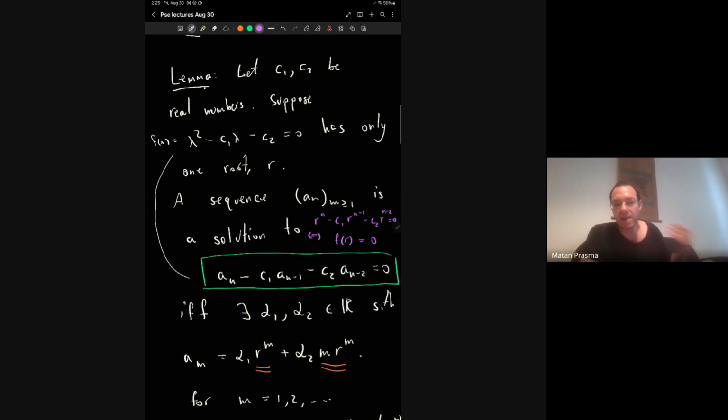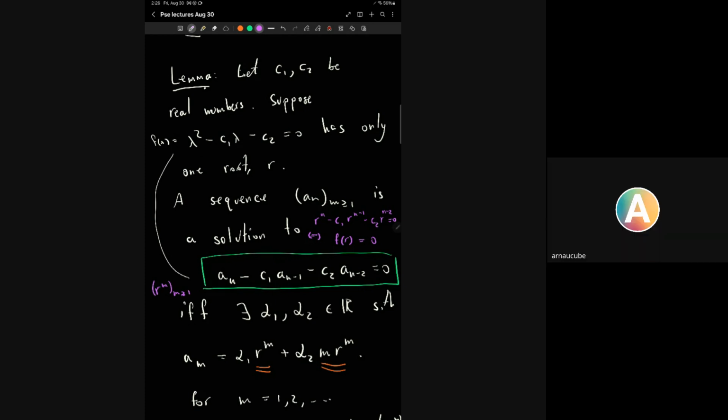Yes. Thank you. Okay. So intuitively, when I have a homogeneous recurrence relation, the geometric sequence R to the M is always going to be a solution, right? Because of what is written in pink. If I take a root of the characteristic polynomial, and I take powers of this root, I get a sequence that is automatically a solution to the recurrence relation. You with me? Yes. Okay.